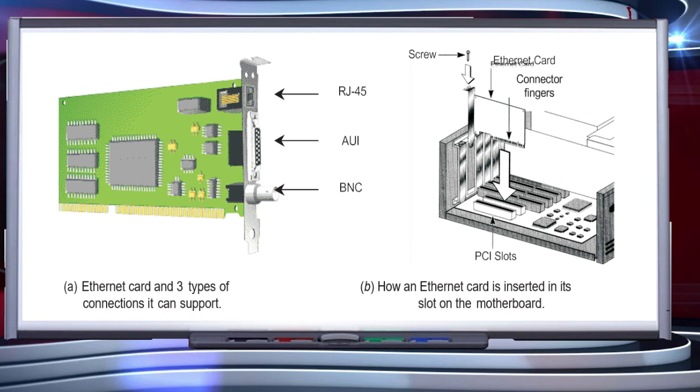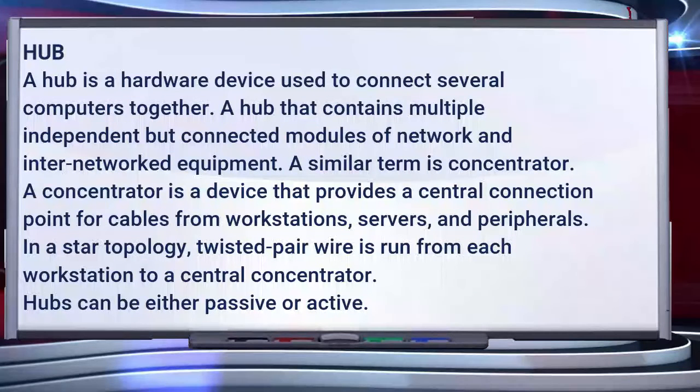So next is this figure in which you can see this PCI slot lets this Ethernet card be inserted within it. Next are hubs. A hub is a hardware device used to connect several computers together. A hub contains multiple independent but connected modules of network and inter-network equipment. A similar term is concentrator. A concentrator is a device that provides a central connection point for cables from workstations, servers, and peripherals.